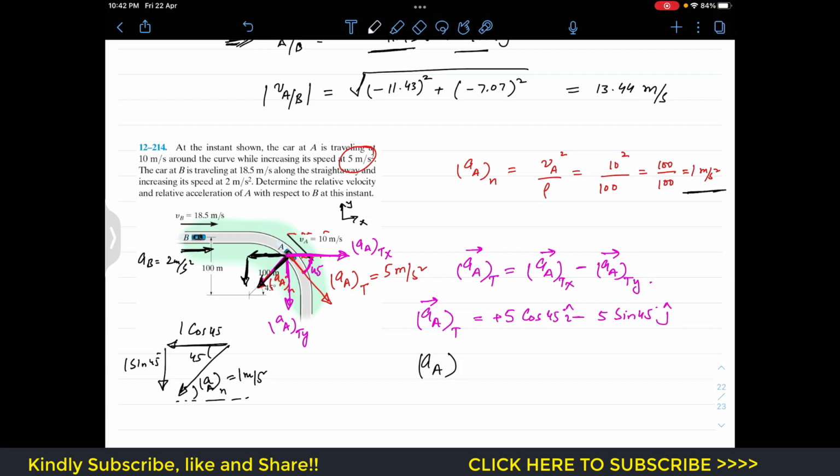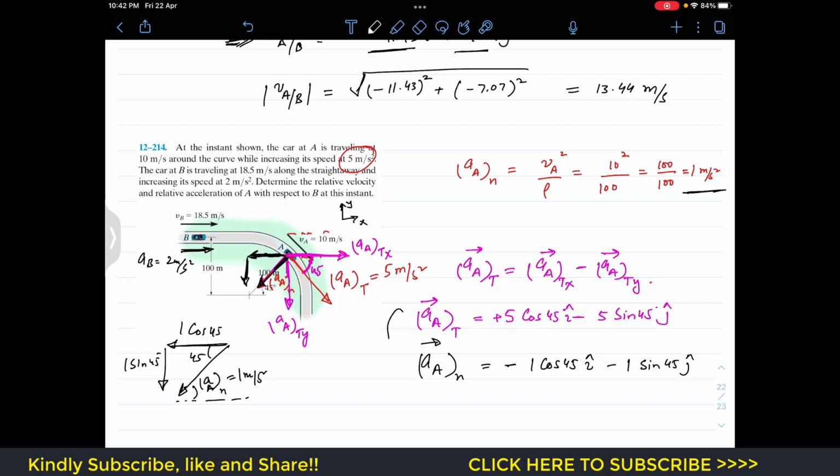So now we can write that AA in the normal direction is equal to, so this component is acting in the negative x. So we have to write minus 1 cos of 45 in the negative i, and this component, this 1 sine of 45, is acting in the negative j. So we will write minus 1 sine of 45 in the negative j.